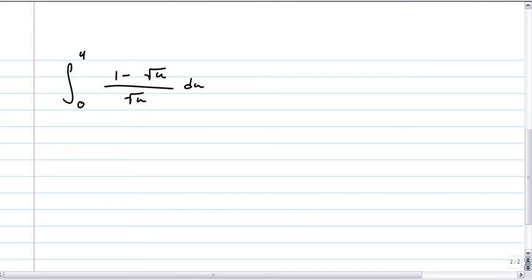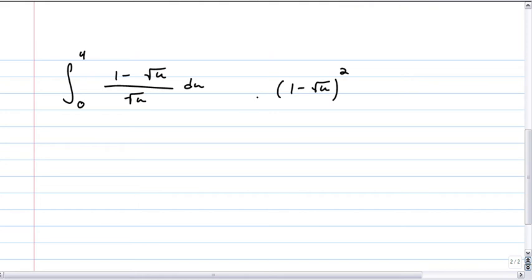So this one's tougher because it's harder to see what the antiderivative is. But we can do it. So let's say I'm going to take a stab here at the antiderivative. Okay, what if the antiderivative was 1 minus square root of u, let's go squared.